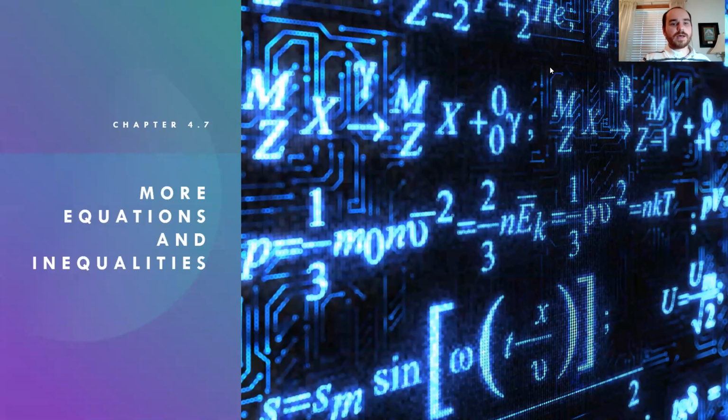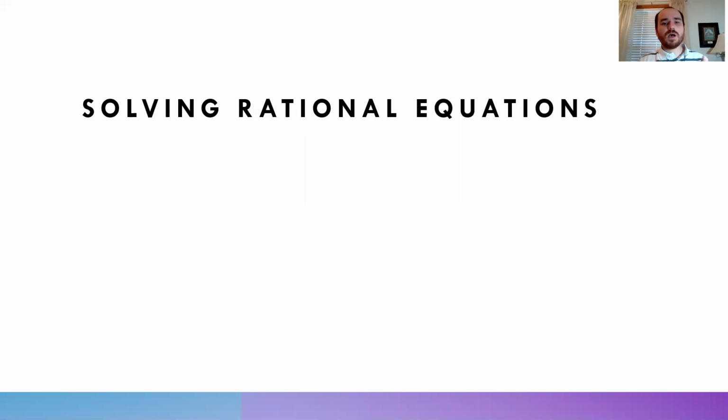Okay, so today we're going to be working on chapter 4.7, which is more equations and inequalities. Most of this chapter, we're going to be looking at how to solve rational equations, as well as polynomial and rational inequalities. It's pretty similar to quadratic inequalities, but there are a couple of weird things that we're going to have to do. But we're going to start with solving rational equations.